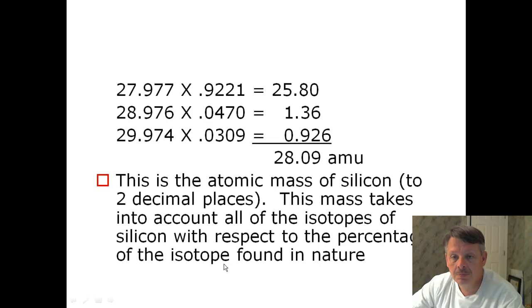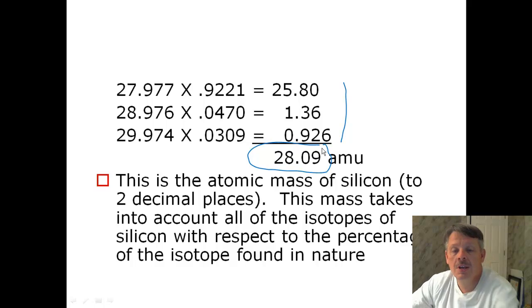So, I've actually done that on the next page. I take these numbers, I multiply them out, I come out with totals over here on the right. I add them all together, and I get 28.09 atomic mass units. So this is the atomic mass of silicon to 2 decimal places. Why to 2 decimal places? Well, because when I'm adding numbers, you'll notice I have 2 digits, 2 digits, 3 digits. So I'm going to have to round it. But anyway, this mass takes into account all of the isotopes of silicon with respect to the percentage of the isotope that's found in nature. And this is the way we come up with an average atomic mass.